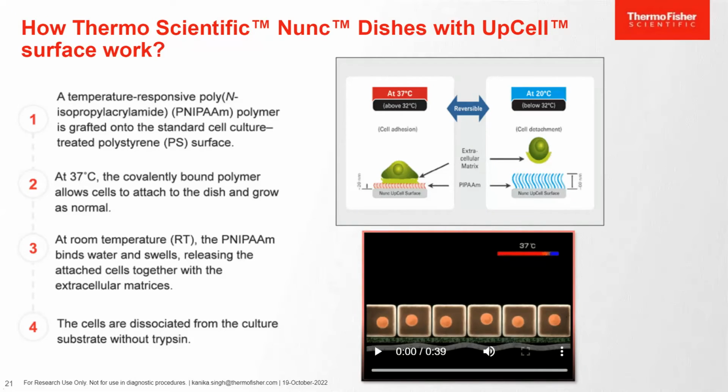So just by keeping the dish or the surface outside, you can allow your cells to dissociate. You need not add any kind of dissociation reagent to dissociate the cells. So in this video, you can see how at 37 degrees the cells are attached, and once the temperature is reduced, the cells tend to dissociate from the surface.